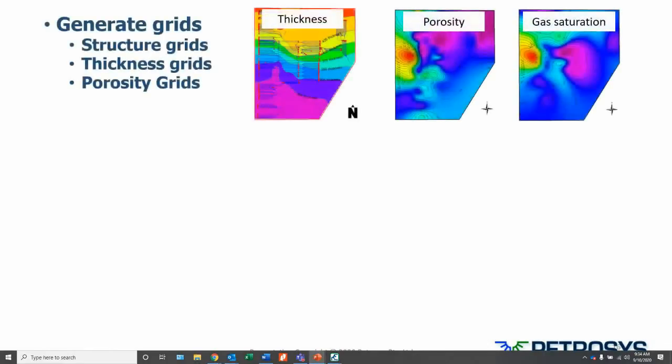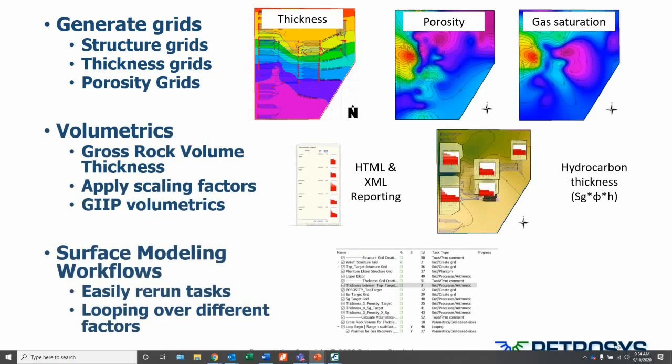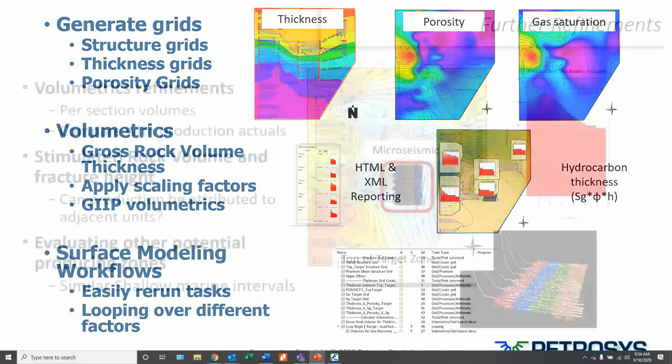And I'll go back into my slides here just to finish off. So we went through that. That was a lot of back and forth between the surface modeling and the mapping windows, but we generated a handful of grids: structure, thickness, and porosity grids. Then we used those to get some volumetrics. And we got to take a look at some of the ways we can use our surface modeling workflows.